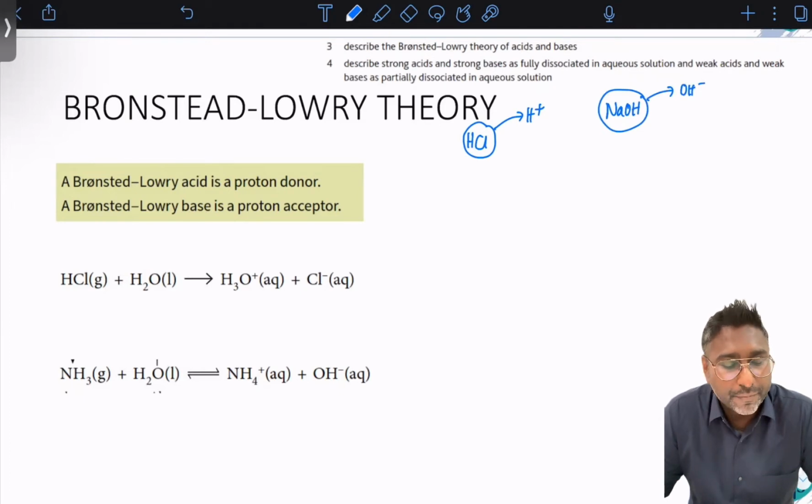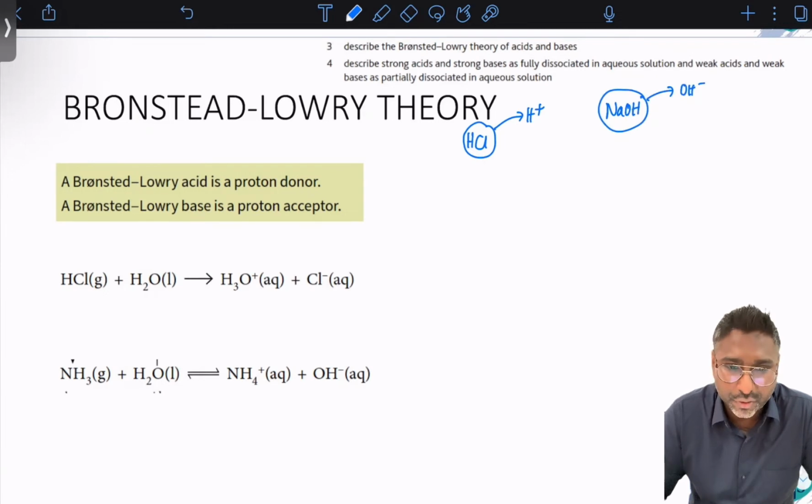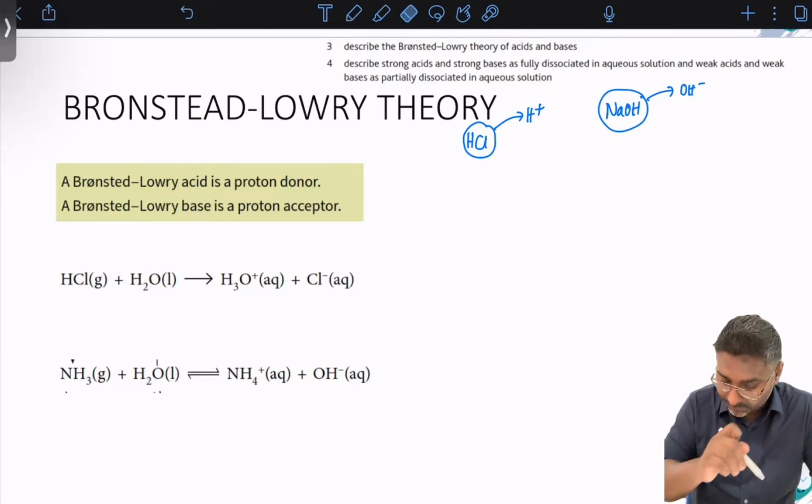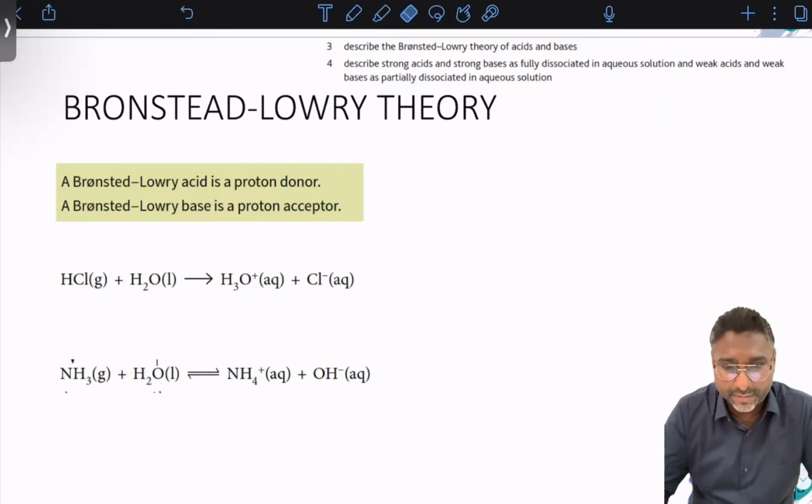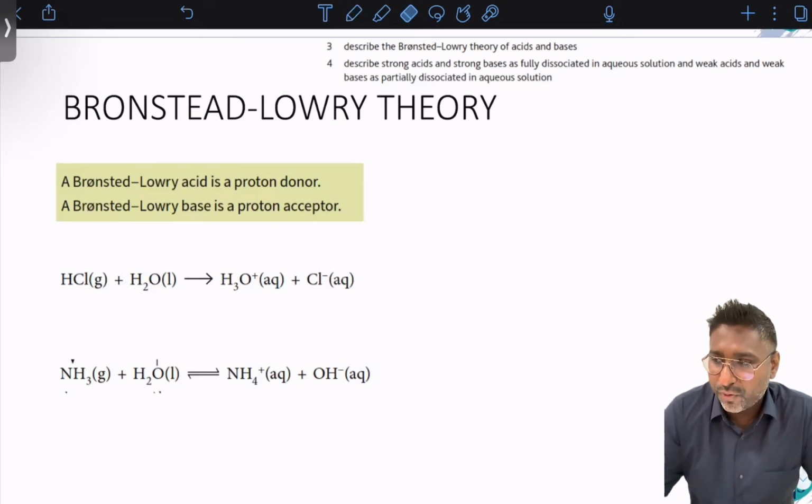Therefore, there are different theories that came about. One of the theories is Bronsted-Lowry's theory. There is Lewis acid theory as well, but we are not going to study that. We are going to look into Bronsted-Lowry's theory in our syllabus. So do remember this theory. If you just follow whatever you think about acid, acid must give you H+, base must give you OH-.